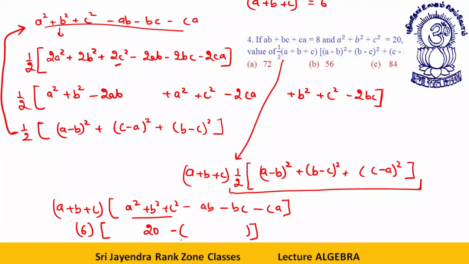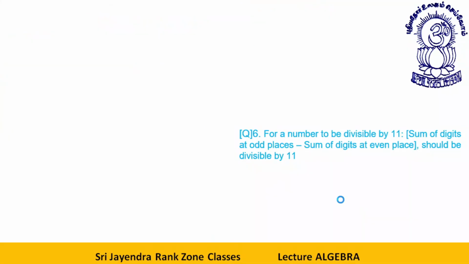The value of AB, BC, CA is 8. So this is your answer, my dear students. This is 6 into 12, which will be equal to 72. This is your answer. So students, from here, what have we learned from the previous question?